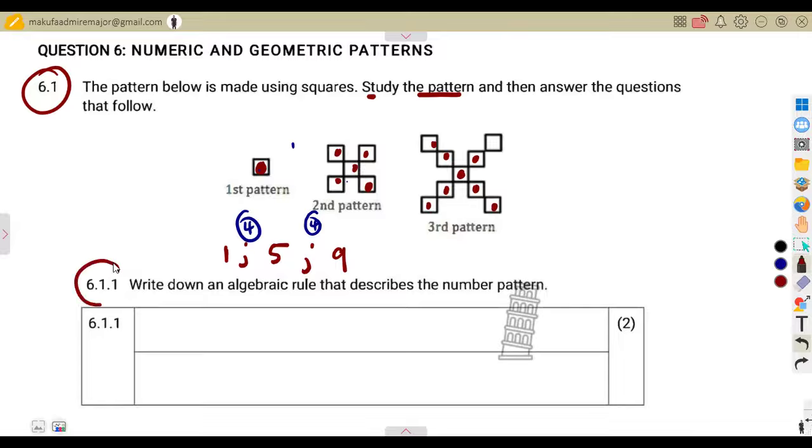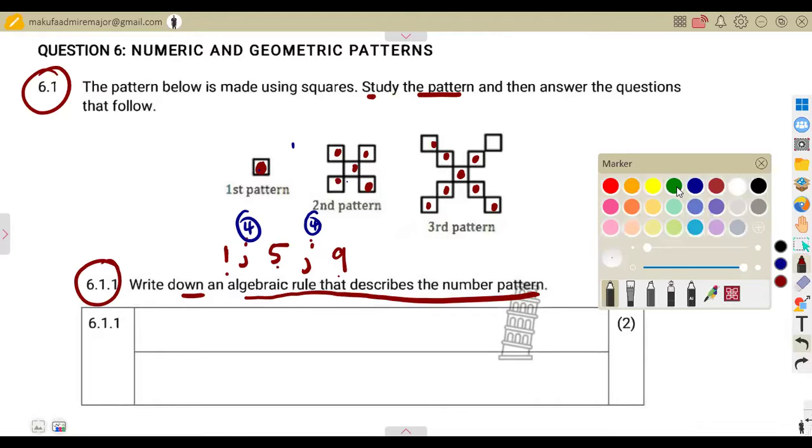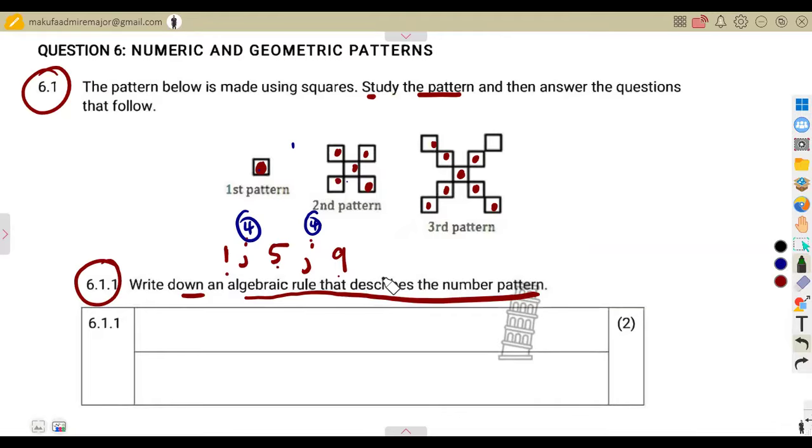Anyways, 6.11, write down an algebraic rule that describes the number pattern. This number pattern, 1, 5, 9, as we saw, has a difference of 4. Remember, I told you guys that whenever they want the rule, they are talking about Tn, the statement that connects the number of terms, which is Tn. And I said Tn is equal to the difference that you are given.